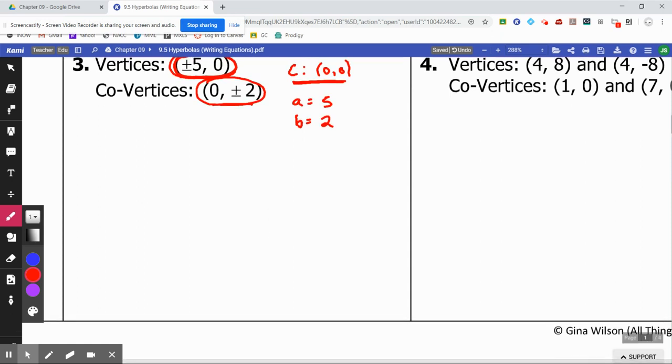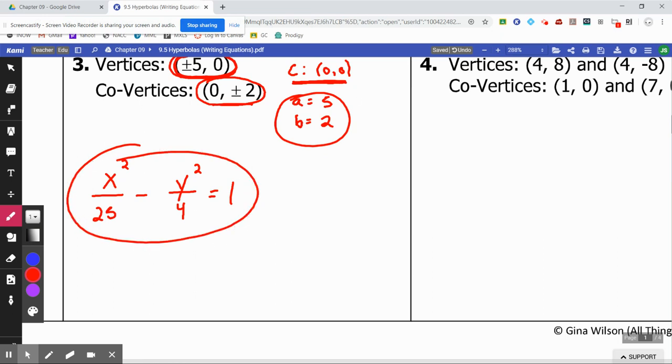So therefore, since it's horizontal, we're going to list our x stuff first. And since we've not translated anywhere, we don't have an x plus or x minus, we're just going to have plain old x squared. Same thing with the y stuff, it's listed second. So your formula again, since it's horizontal, is x squared over a squared minus y squared over b squared. And since we have a and b, we can just plug those in, is equal to 1.